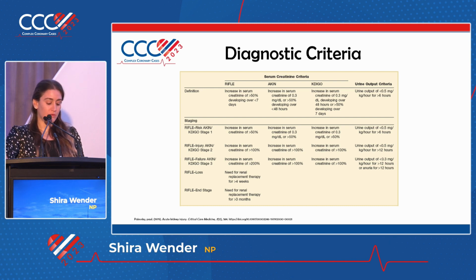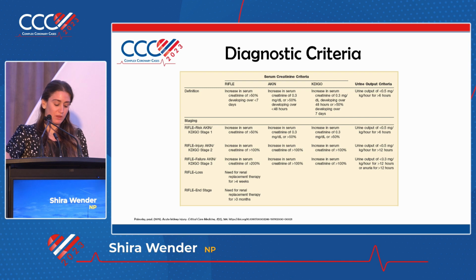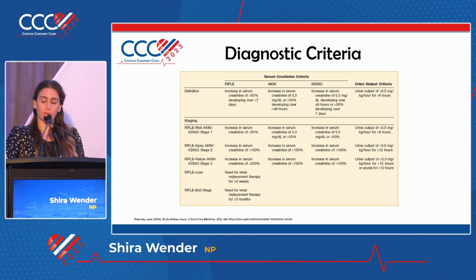The most commonly used definition is from KDIGO, which is the Kidney Disease Improving Global Outcomes. They define CIN as a rise in serum creatinine of greater than or equal to 0.5 milligrams, or a 25% increase from the baseline value assessed at 48 hours after a radiological procedure. Serum creatinine generally peaks between 3 to 5 days after exposure, but will return to baseline within 1 to 3 weeks.